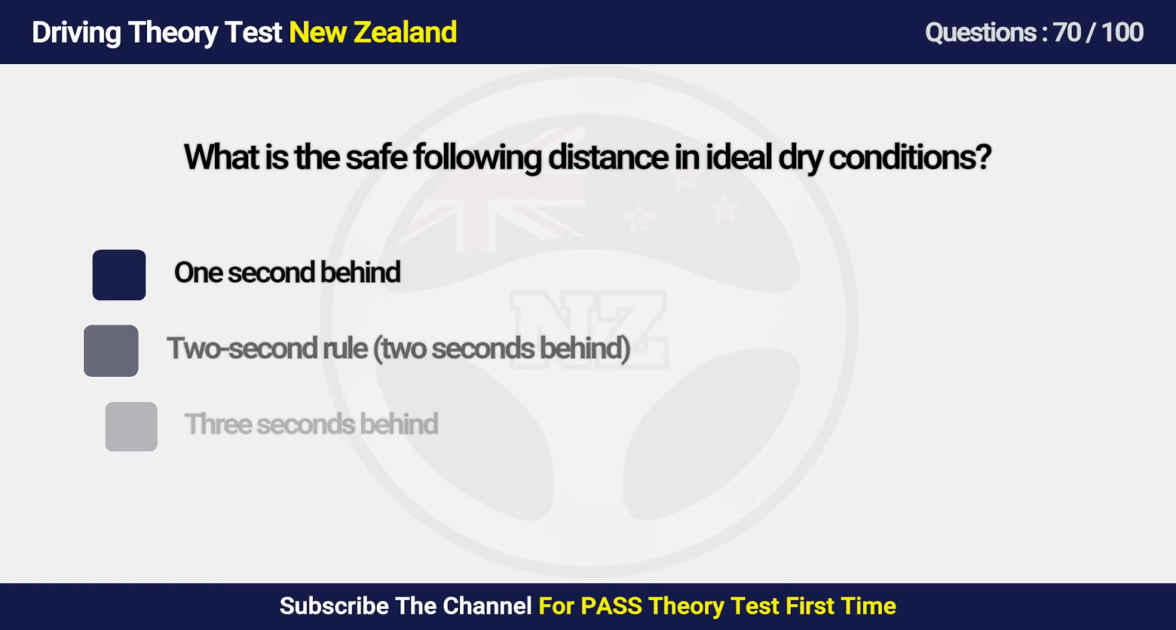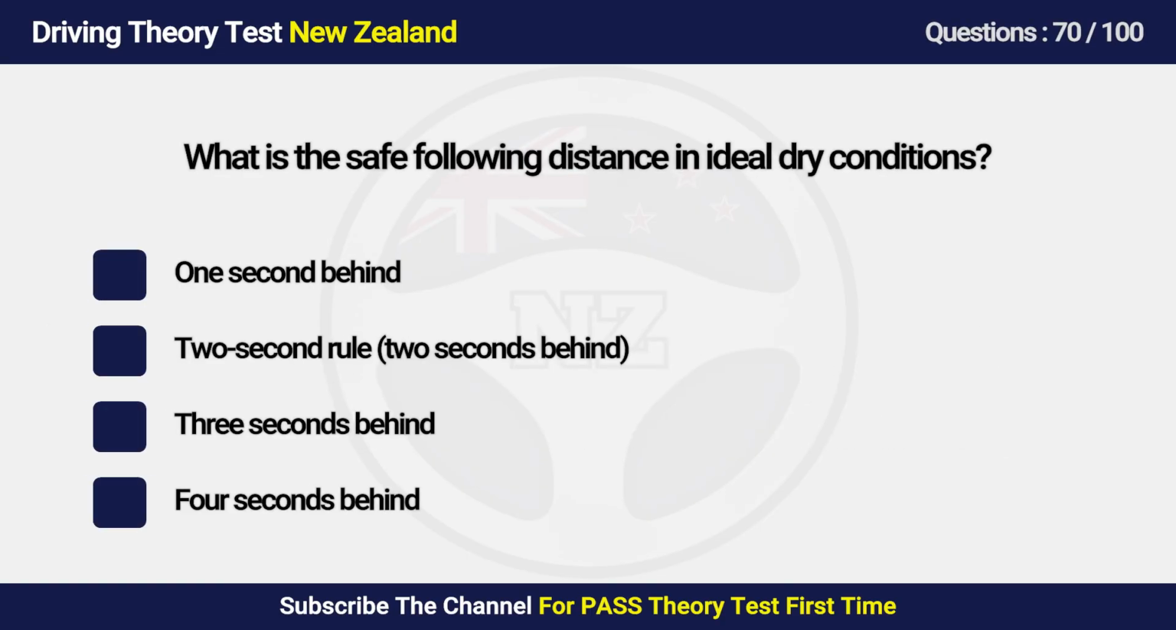Question 70. What is the safe following distance in ideal dry conditions? A. 1 second behind. B. 2 seconds behind. C. 3 seconds behind. D. 4 seconds behind.